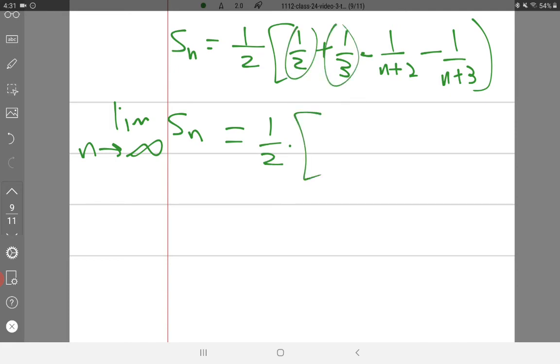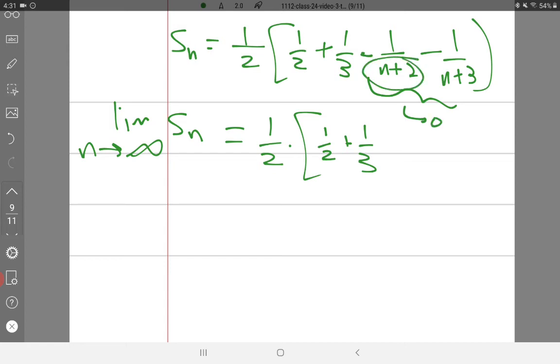The 1/2 plus 1/3, they don't depend on n. They don't care. They're going to stick around. And these two things are going to go away to 0, because as n increases, I have 1 divided by bigger and bigger and bigger denominators. And so both of those things are going to shrink away to 0 as I let n go to infinity.